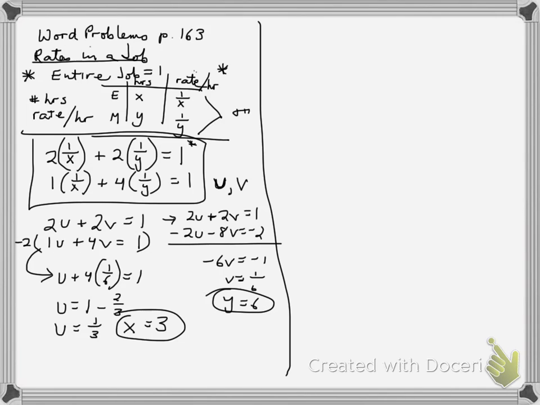So that's how you would solve that, and that simply means that Emily would work 3 hours and Mitchell would work 6 hours, if they were working separately. Now let's go ahead, and I'm going to just give you the equation for number 26, and then I'll expect you to be able to work the rest of these on your own.